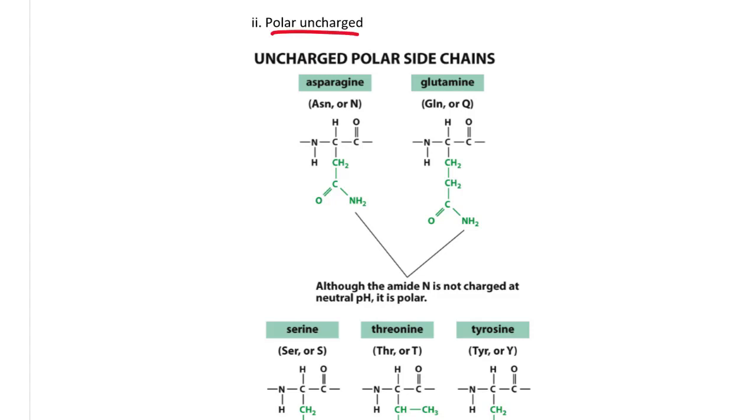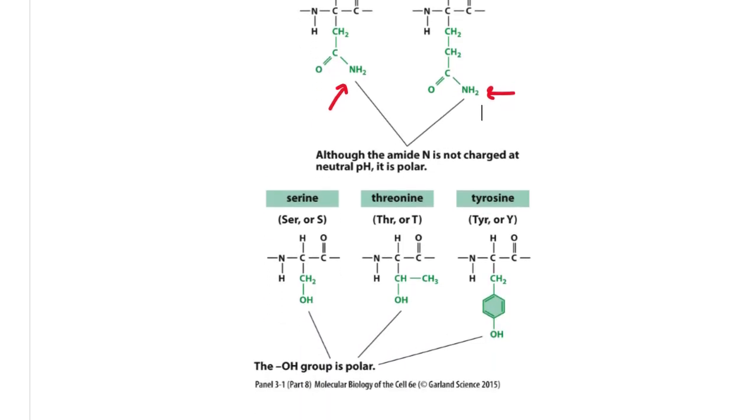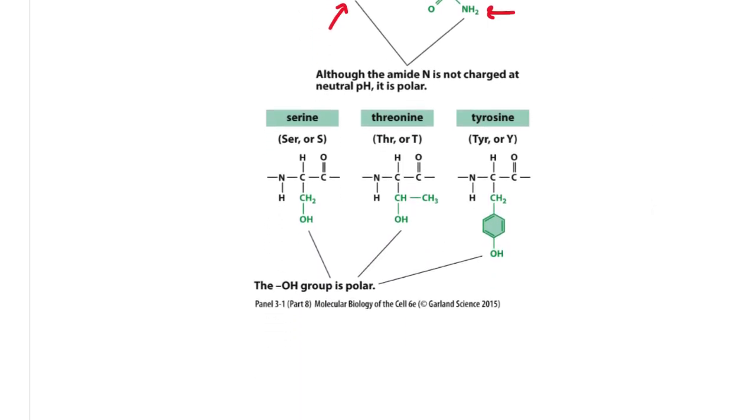So polar uncharged, you can see there's an NH2 amino group here and an NH2 group here. The nitrogen will have a partial negative charge on it, and the hydrogens will have a partial positive charge on them, but there's no full charge. And we have serine, threonine, and tyrosine, and they have OH groups, and we know OH groups are hydrophilic. Oxygen is going to have a partial negative, hydrogen will have a partial positive.